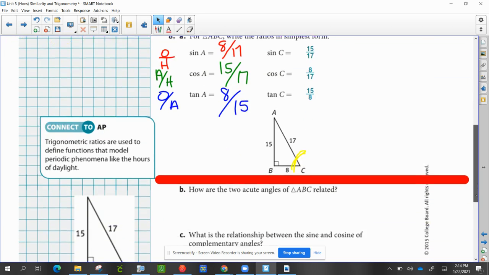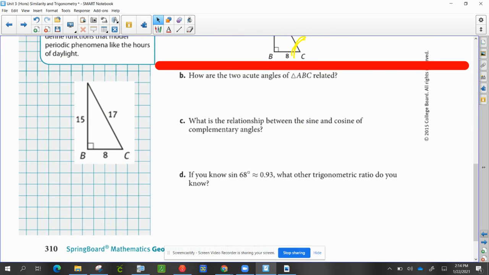Okay, let's finish up here by just talking about some relationships that we see in these right triangles with our trig ratios. So I just recopied triangle ABC here, and they want to know how the 2 acute angles relate to each other. So in this problem, that would be like angle, how does angle A relate to angle C?